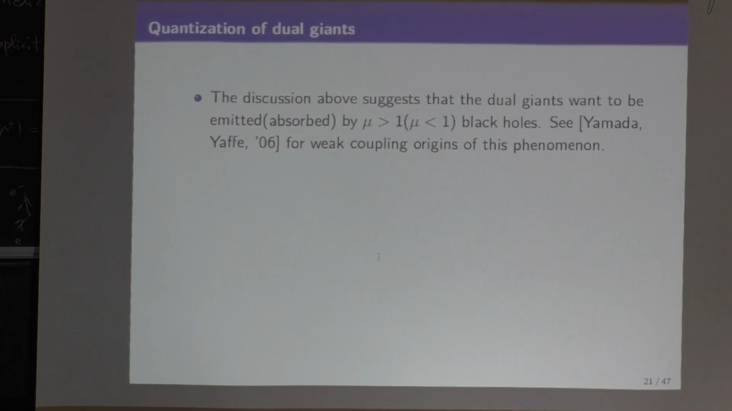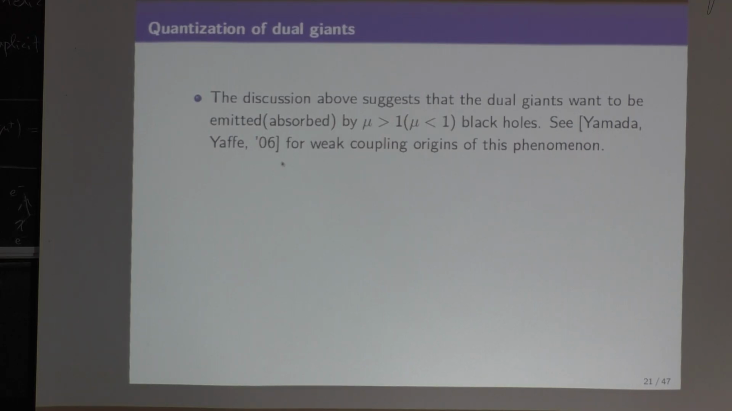Okay. Yeah, so as I said, the above discussion is suggesting that the dual giant gravitons want to be emitted from the black hole if the chemical potential is greater than 1, and they'll be absorbed by the black hole if the chemical potential is less than 1.